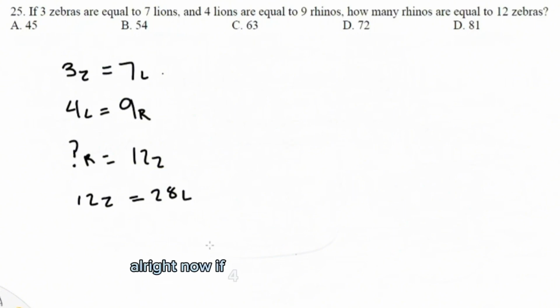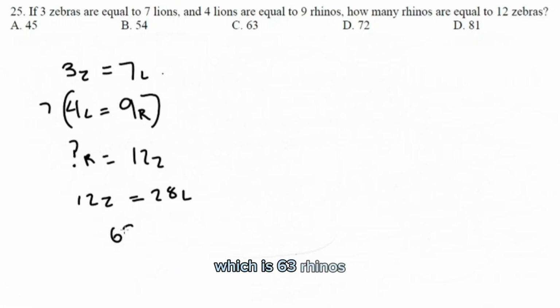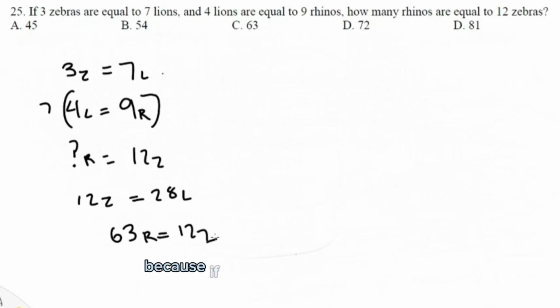Alright, now if 4 lions are equal to 9 rhinos, and 28 lions is equal to 12 zebras, that means if we multiply the second equation by 7, we'll get how many rhinos are equal to 12 zebras. So 7 times 9 rhinos is 63 rhinos. So 63 rhinos are equal to 12 zebras, because if 63 rhinos is equal to 28 lions, and 28 lions is equal to 12 zebras, then 63 rhinos is equal to 12 zebras. And that's your answer.